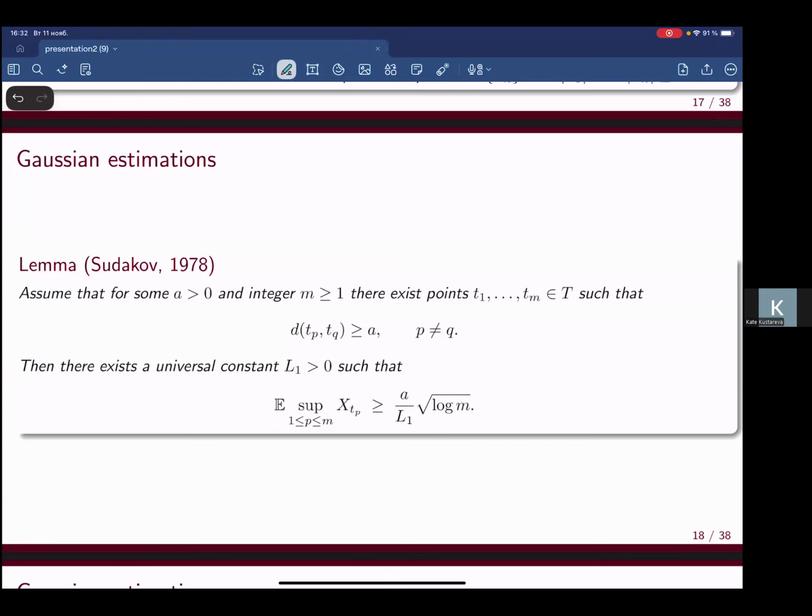So the lemma establishes a lower bound. It's like separation in geometry always implies high stochastic complexity.